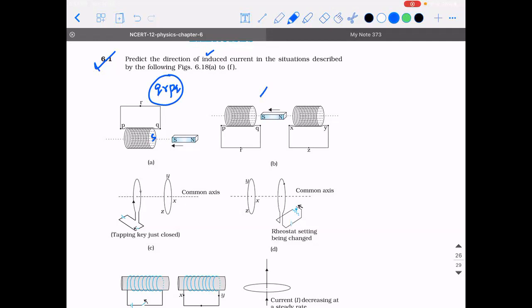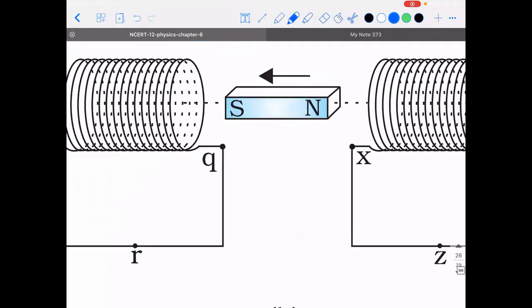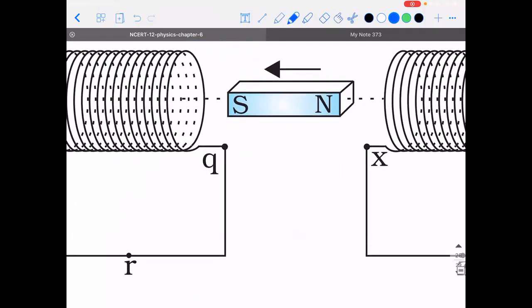PRQ, sir. Try it again. PRQP. Is it PRQP? QRPQ. No, sir, it is QRPQ only. See, I'll zoom and show you what will happen. Since this is moving closer, this will also be south pole.